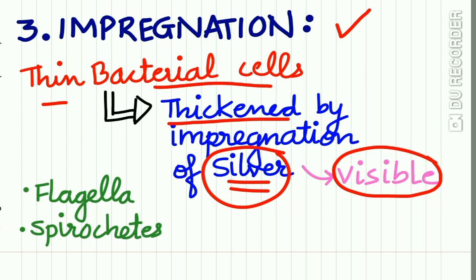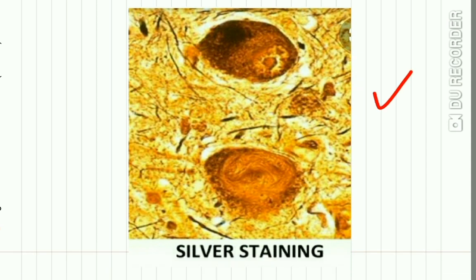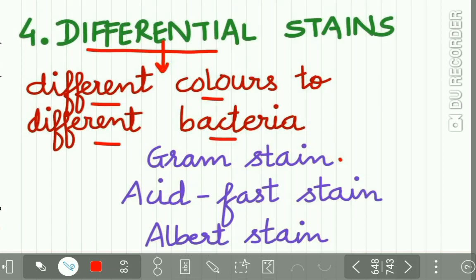Now, the bacterial structures, mostly the flagella and the spirochetes, can be visualized by the impregnation method. So here you can see silver staining used to visualize these bacterial structures.